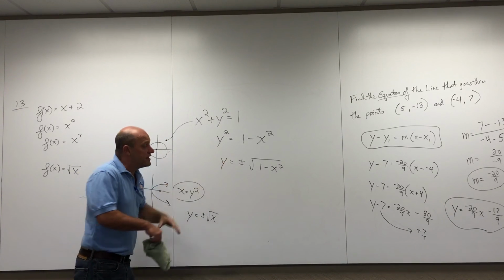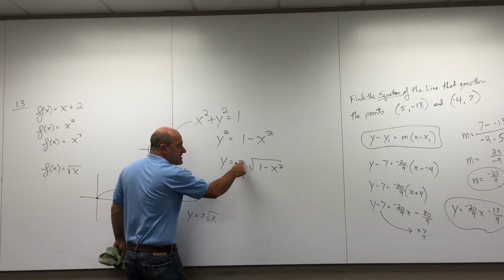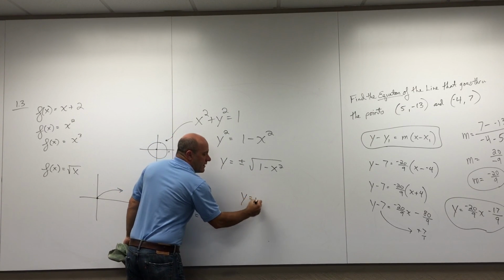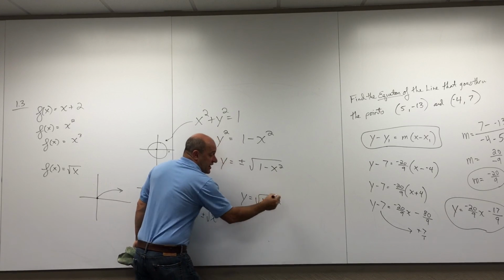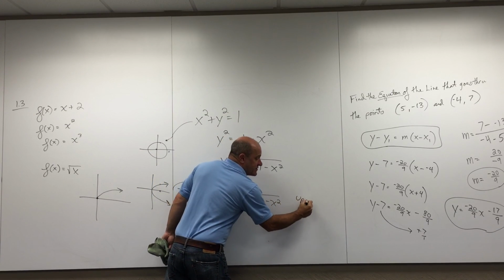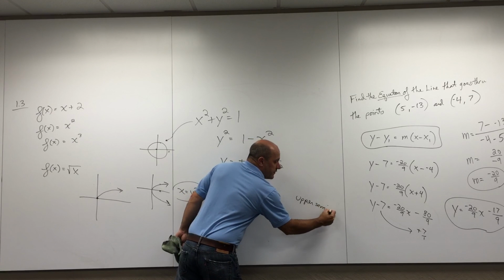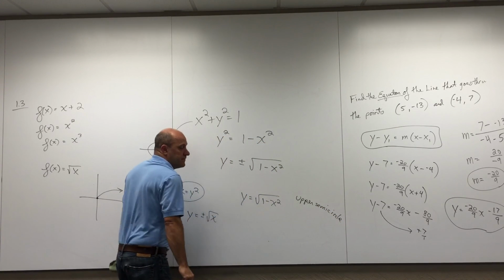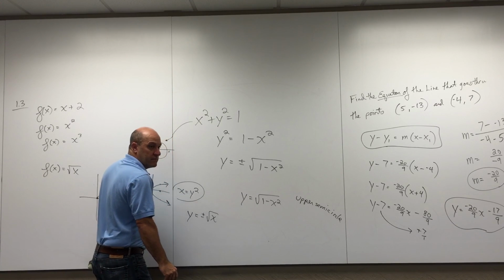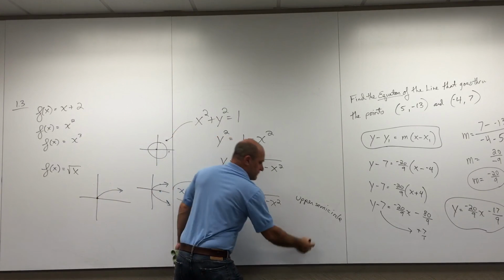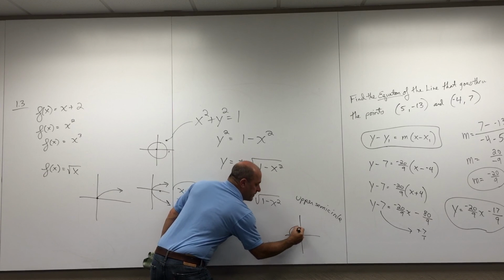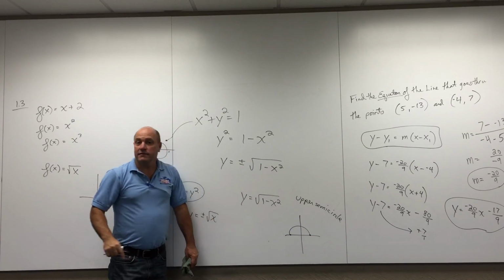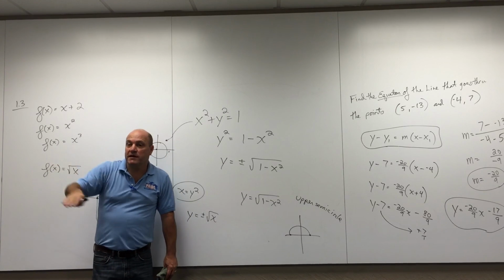So individually, these are functions. With the plus and minus, I still won't call this a function. But individually, that's a function, and it's the upper semicircle of radius 1. It's this. And with the negative sign in front of it, it's the bottom semicircle.